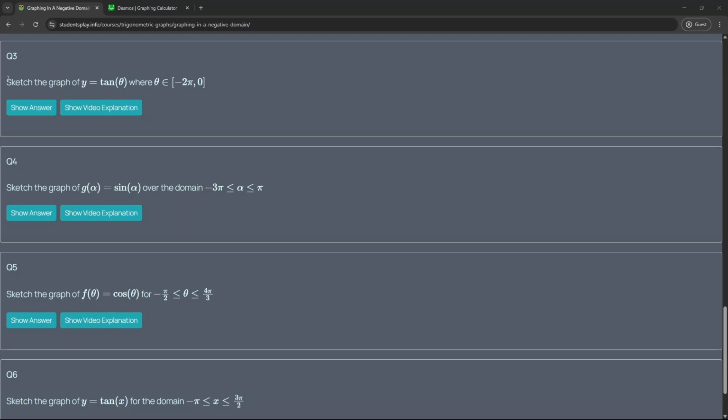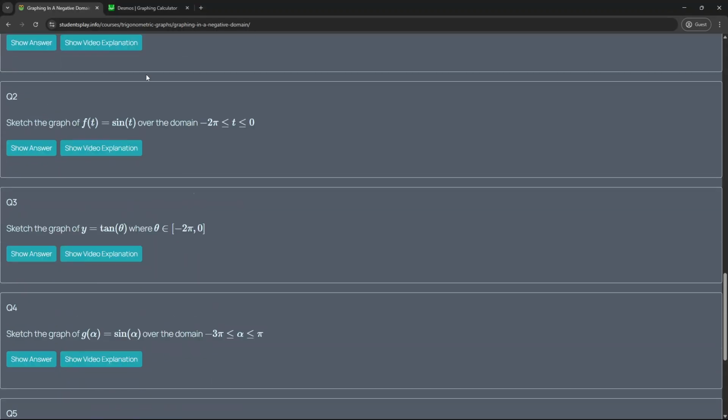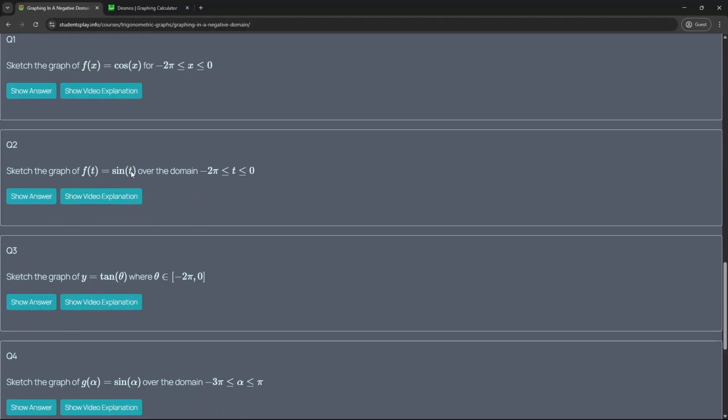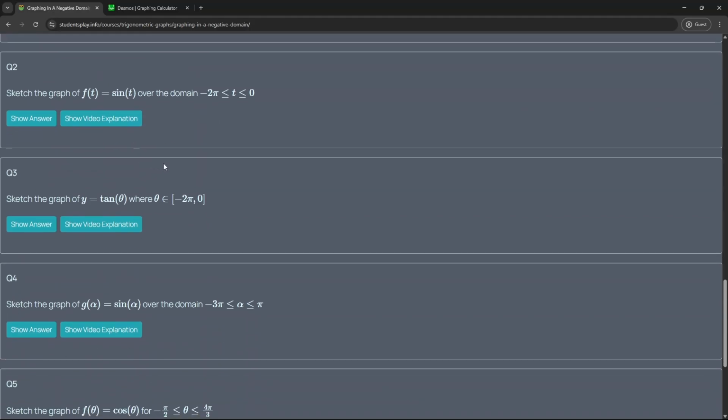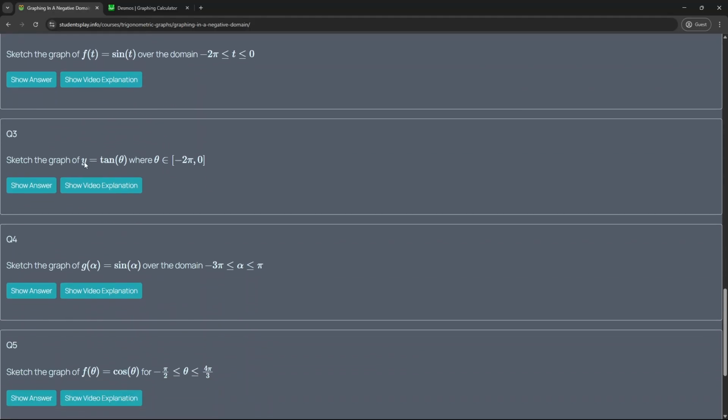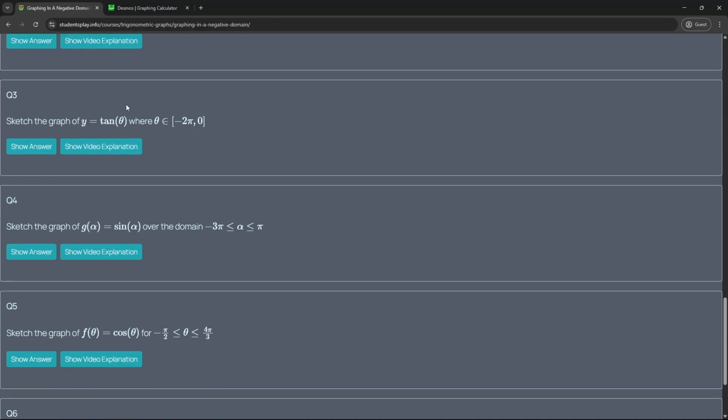Question 3. Sketch the graph of y equals tan theta, where theta is an element of [negative 2 pi, 0]. Again, I'm just trying to get you used to the different ways we can write stuff, but it all means the same thing. Theta is just a variable, so all good. It's just like having x there, or t, or whatever. So it's the same thing as we're doing for these last ones. Obviously, this time we have y instead, but that's pretty common for graphs, so not a massive difference.